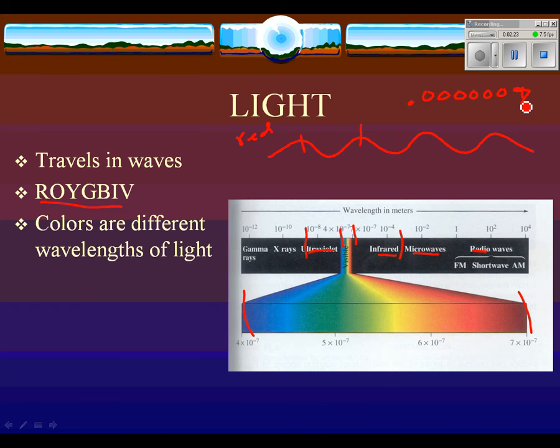Blue waves are slightly smaller. The wavelength is actually almost twice as small from top to top. That's blue at 0.00004 meters. So our eyes sense different wavelengths of light. That's going to become important a little bit later when we talk about what happens for you to see color.